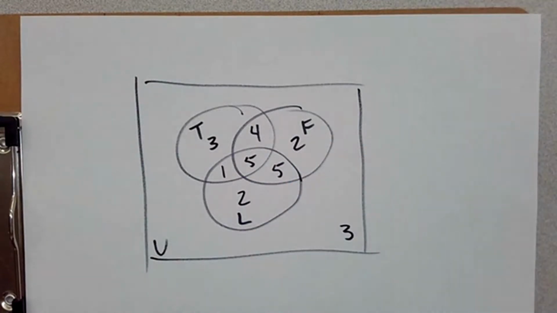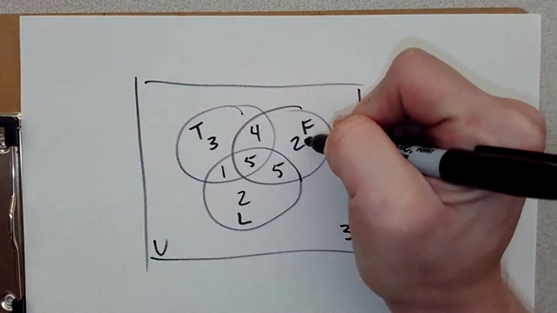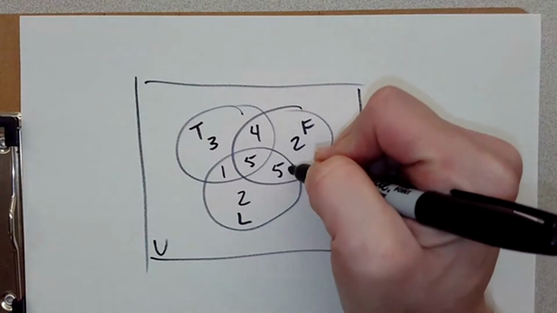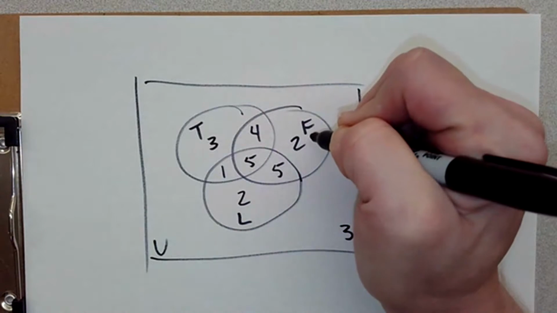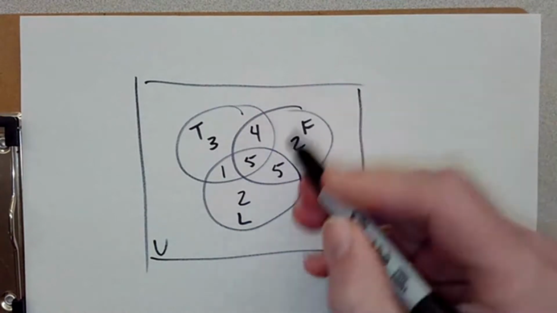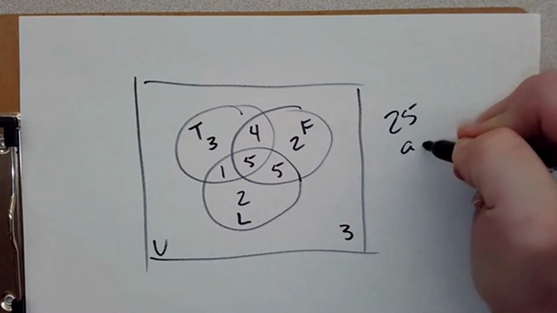Okay, so now we've determined how many agents there are in each group, and we just add up these numbers to figure out how many total agents there are. 3 plus 4 plus 2 is 9. 5 plus 5 plus 1 is 11. So that's 9 plus 11 is 20, plus 2 is 22, plus 3 is 25 agents total.